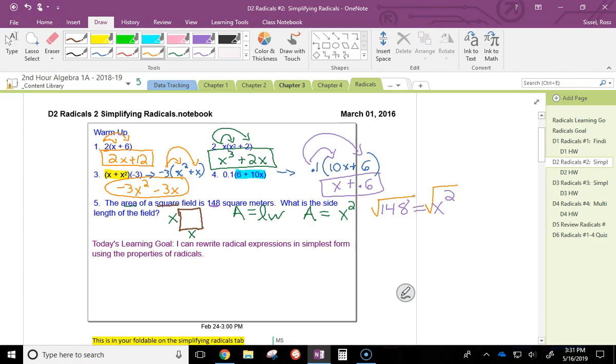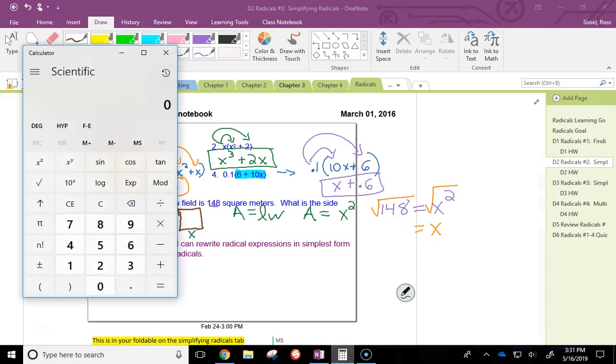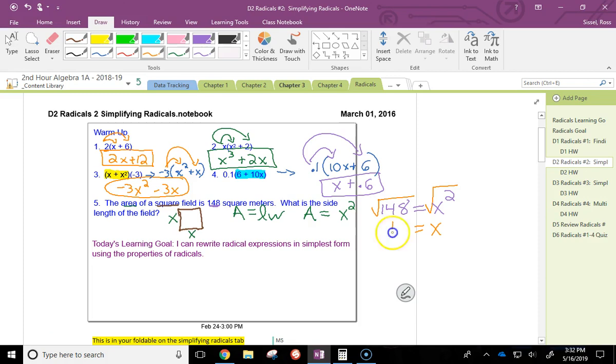I would get my final answer to be x equals, I'm going to pull up my calculator. We do 148 and I square root it. It's going to come out to be a non-terminating decimal. So I'm going to round to the nearest tenth, which would be 12.2. Did it tell us what to round to? Yep, they didn't tell us, so I'm going to say 12.2 equals x. What is the side length of the field? My answer should be 12.2 meters.